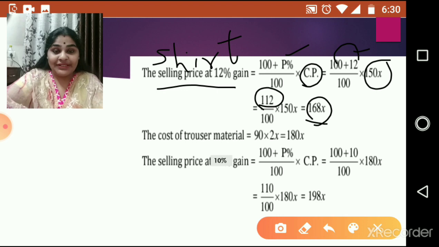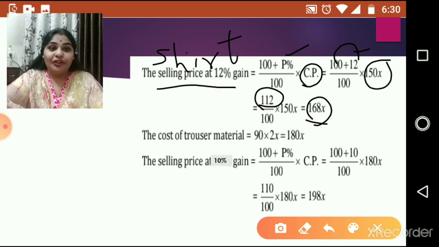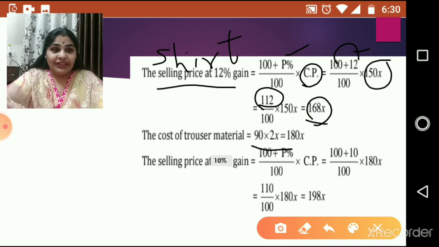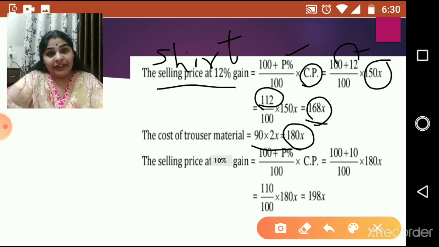Cost price will be obviously 2x multiplied by 90. Why 90? 90 was the per meter rate for trouser material. So here you can see 90 into 2x will be equal to 180x. Now similarly, how we have done here using the formula, like that we will find the selling price of the trouser material at the gain of 10%.